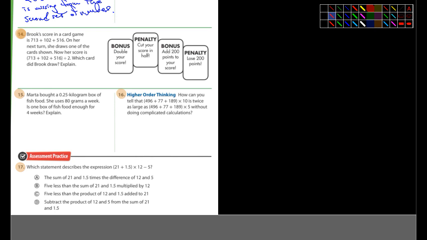Brooke's score in a card game is 713 plus 102 plus 516. I don't see that it's related to those cards. She draws one of the cards shown, so that's one of these cards. Now her score is 713 plus 102 plus 516 divided by 2. Which card did she draw? Divided by 2. Do you see a card that says divided by 2?